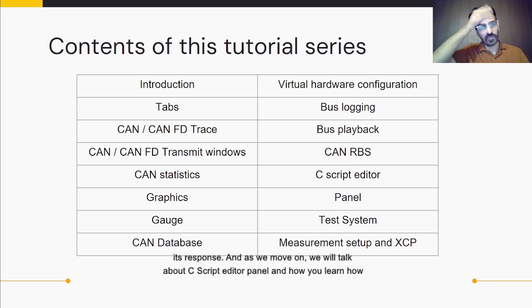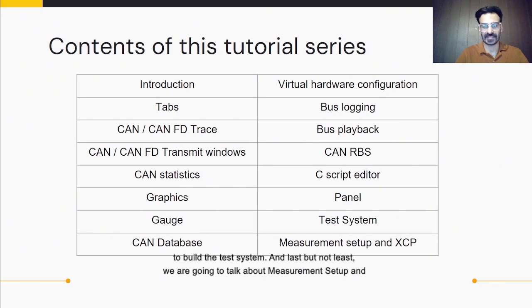And as we move on, we talk about the C-script editor, panel, and how you learn to build the test system. And last but not least, we are going to talk about measurement setup and XCP, a very important feature that allows you to acquire and calibrate data over the CAN.